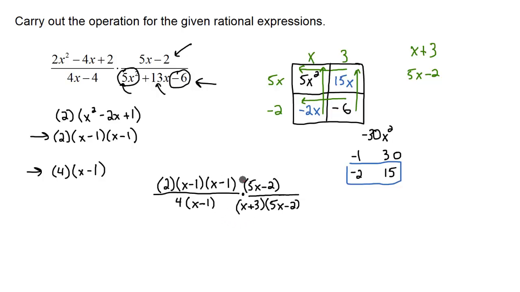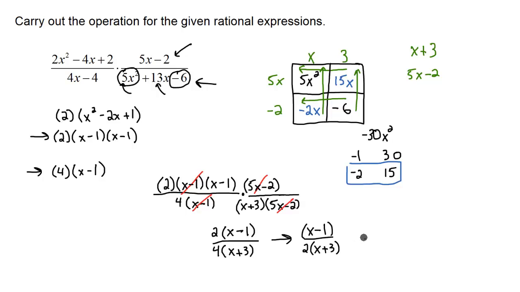So where are my common factors? I have an x minus 1 on top as well as on bottom, so those go away. And I have a 5x minus 2 on top here, and a 5x minus 2 on the bottom there, so those also cancel out. Now I'm going to rewrite things. What I'm left with is 2 times the quantity of x minus 1 over 4 times the quantity of x plus 3. And I know that 2 over 4 reduces to be just 1/2. So now I'm going to rewrite and get my final answer.